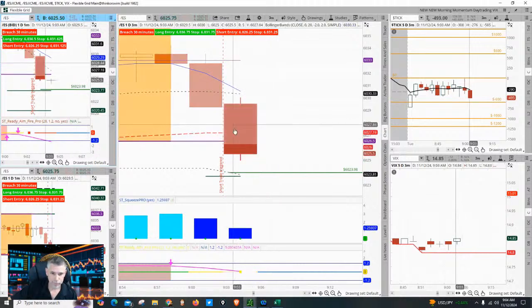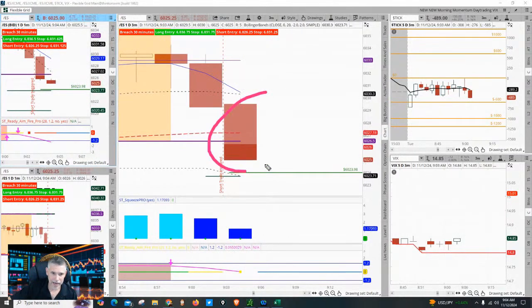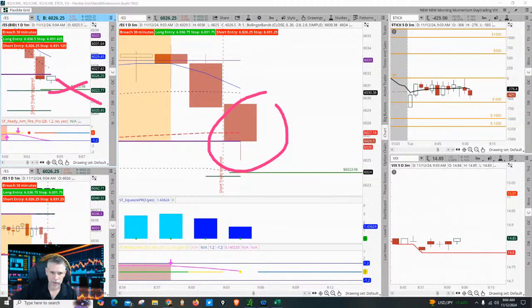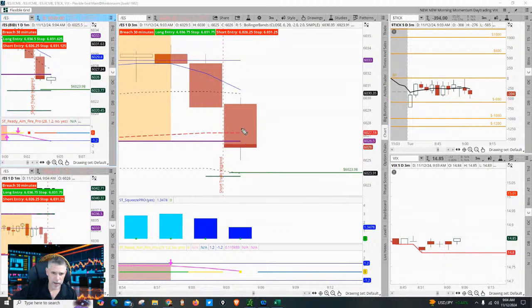All right, so I got an invalidation signal. I'm not going in, okay? There's an invalidation signal that makes this break suspect. It's okay though. Don't worry. I'm backing off for a second. I still want to go short.